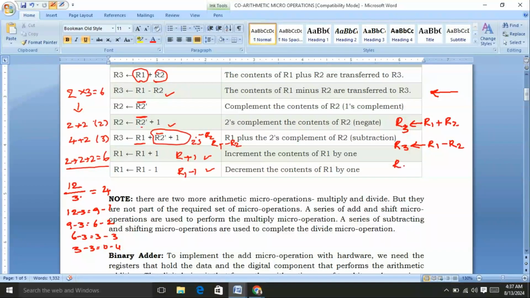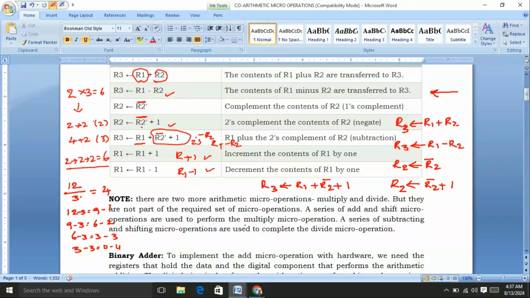The third one is R2 is replaced with R2 bar. That is the one's complement. The next one, R2 is replaced with R2 bar plus 1. This is the 2's complement. The next one I am going to write is R3 is assigned R1 plus R2 bar plus 1. This is the actual subtraction.